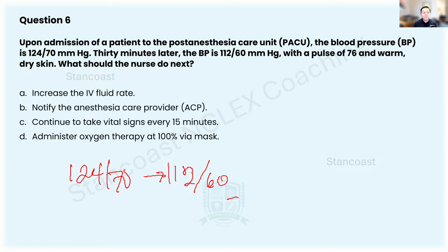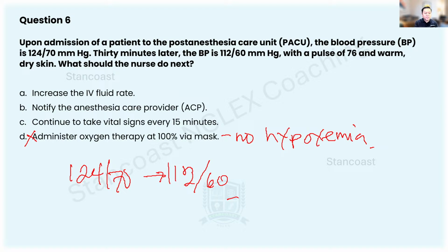Let's start with letter D. Administer O2 100% via mask. Do we have any indication that our patient has low oxygen? No. We don't see any information about low oxygenation, so we're not gonna worry about letter D this time. No hypoxemia. So we're not gonna worry about this administration.